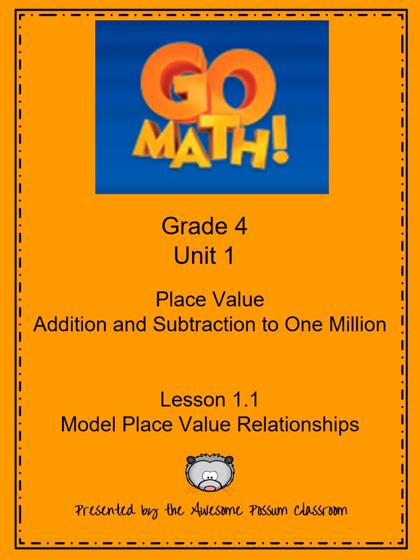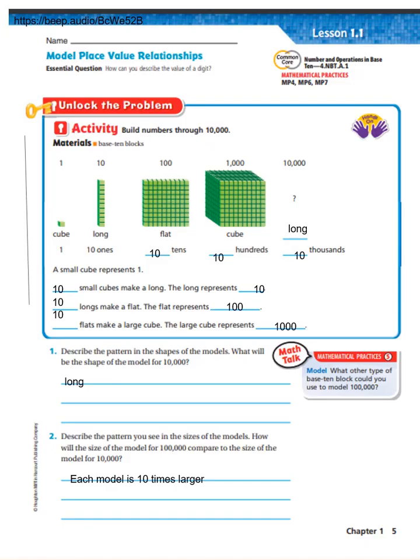This is Go Math Grade 4, Unit 1, Place Value Addition and Subtraction to 1 million. This is Lesson 1.1, Model Place Value Relationships. Let's look at the first page, boys and girls. It says Model Place Value Relationship. The essential question is, how can you describe the value of a digit?